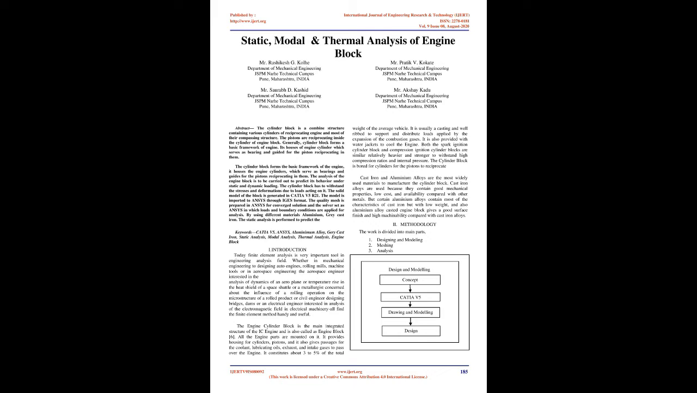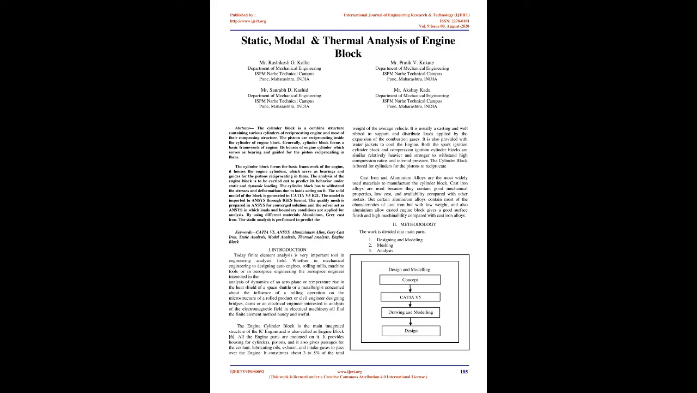It is usually a casting and well ribbed to support and distribute loads applied by the expansion of the combustion gases. It is also provided with water jackets to cool the engine. Both the spark ignition and compression ignition cylinder blocks are similar, relatively heavier and stronger to withstand high compression ratios and internal pressure. The cylinder block is bored for cylinders for the pistons to reciprocate.